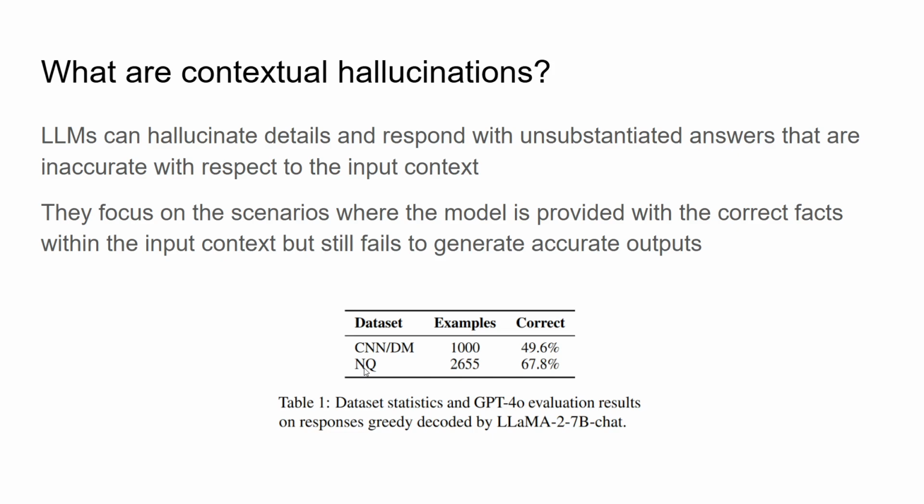NQ is another, natural questions task, where you need to answer based on some context given. In their case, we'll go over this later, they fed some Wikipedia pages as context from the dataset apart from irrelevant pages. And then there you can see that it has 67.8% success. So that means something like 32.2% was still being hallucinated.